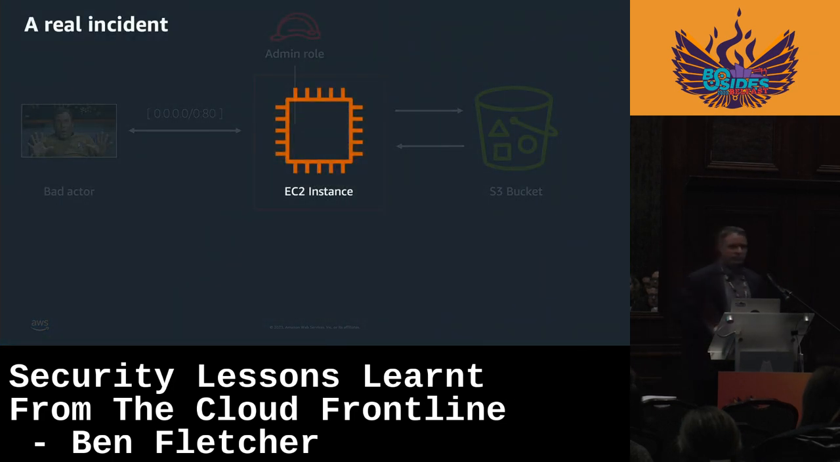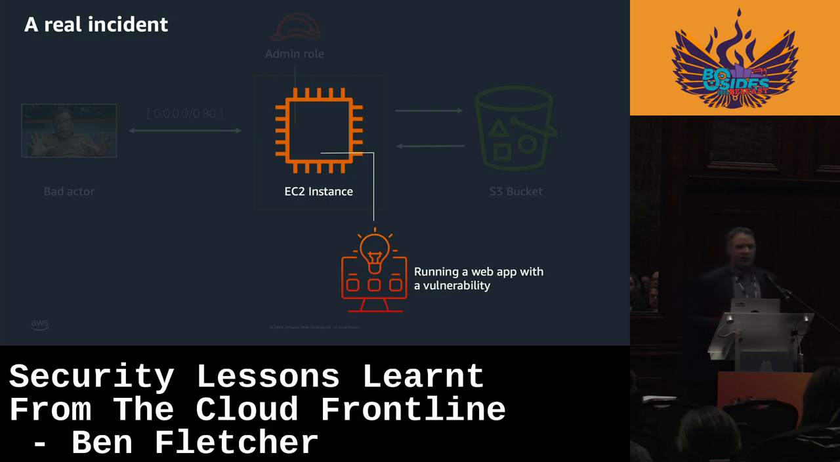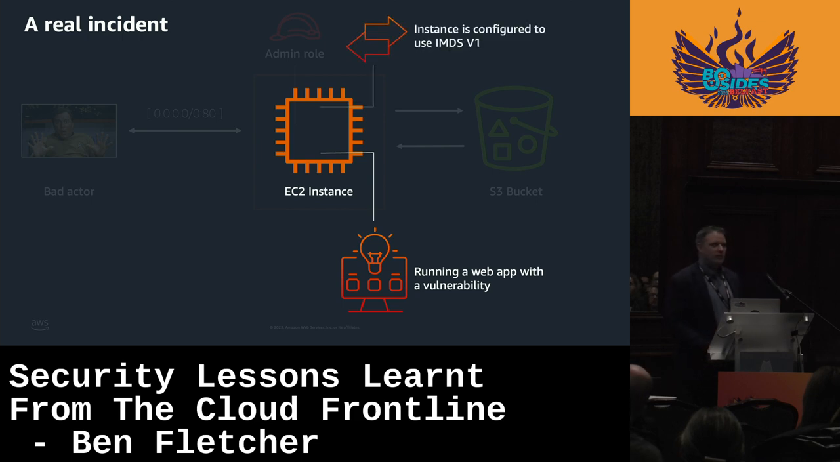So my EC2. Unfortunately, in my rush, I also put a vulnerable web app on it, or I developed a vulnerable web app on it as well. In addition, this EC2 is running something called Instance Metadata Service Version 1, which you'll see in a bit.